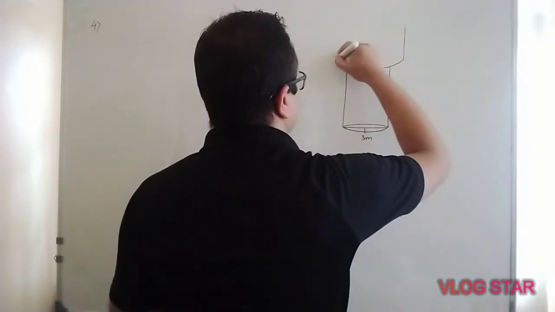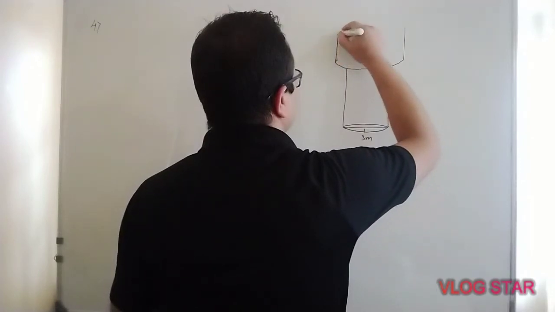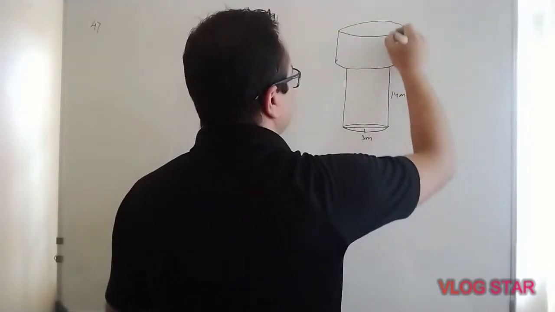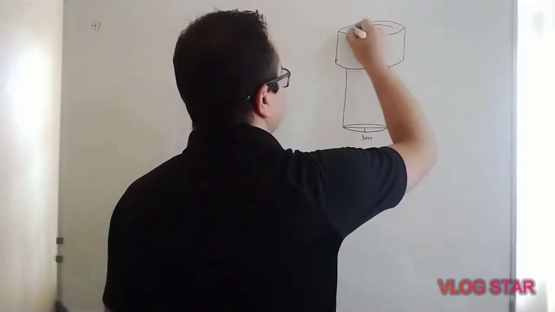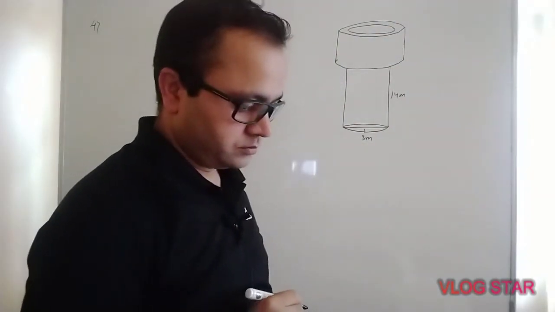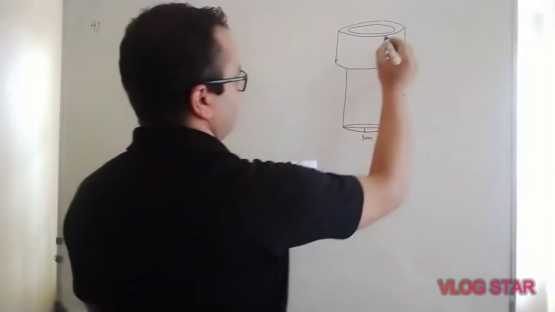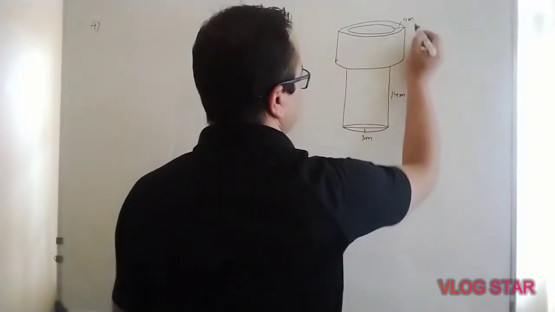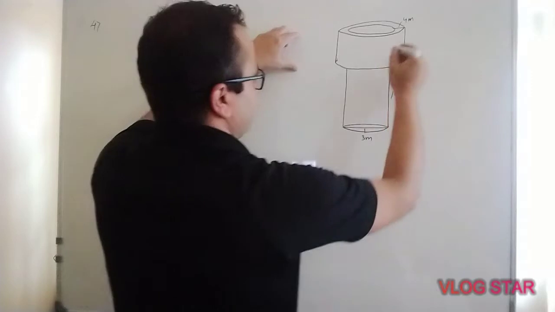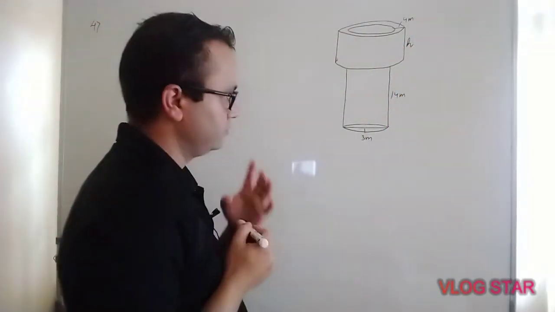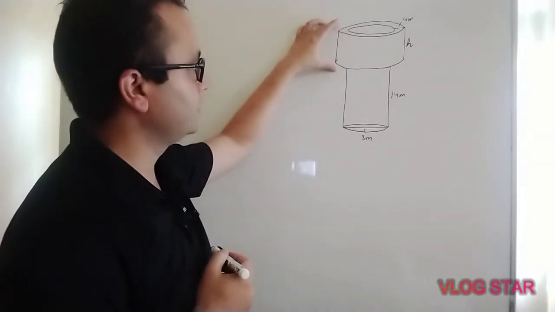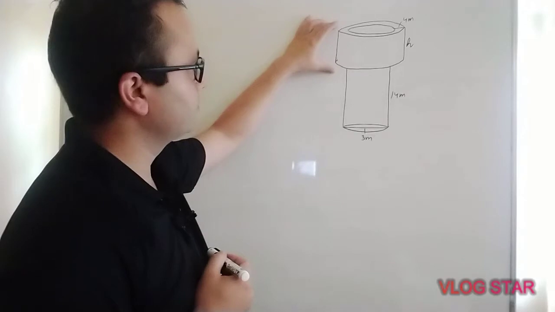It makes a circular ring on the top, of width 4 meter. The width of the ring is 4 meter, to form an embankment. Find the height of the embankment. So here we compare the volumes. This is the volume of a cylinder and this is the volume of a concentric cylinder, which is also in the shape of a cylinder.